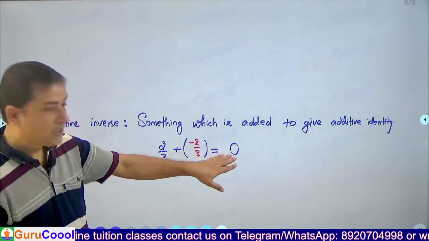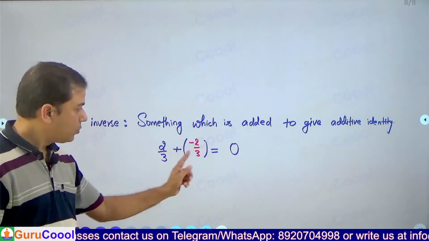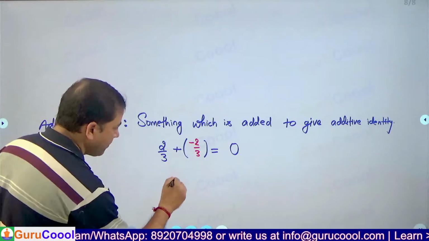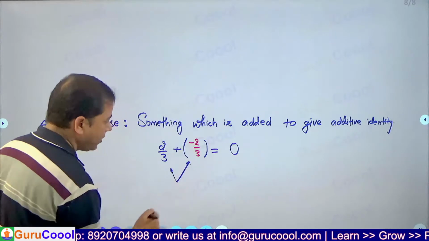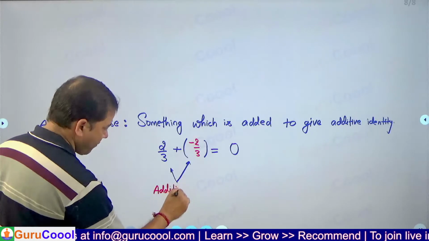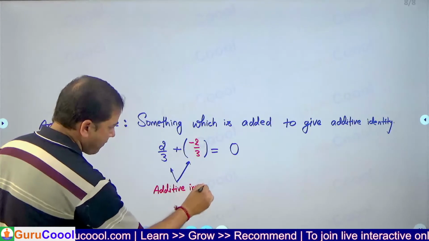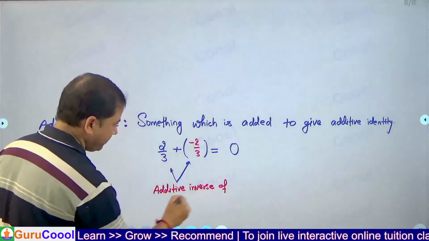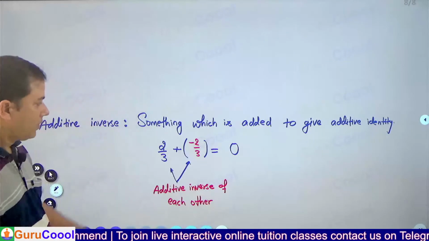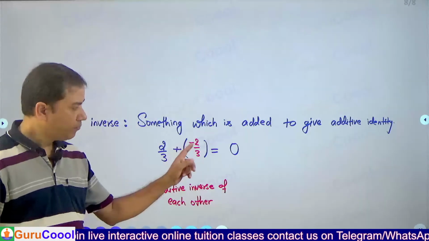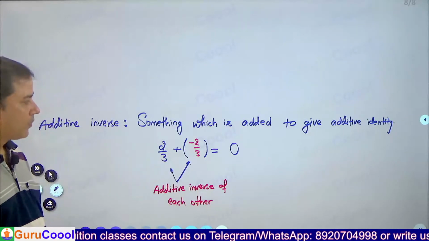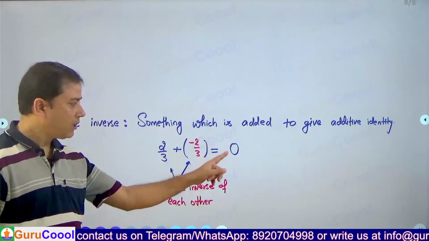So if the result comes additive identity, then these two are additive inverse of each other. 2 by 3 is additive inverse of minus 2 by 3 and minus 2 by 3 is additive inverse of 2 by 3, because if we add them, the result is additive identity.